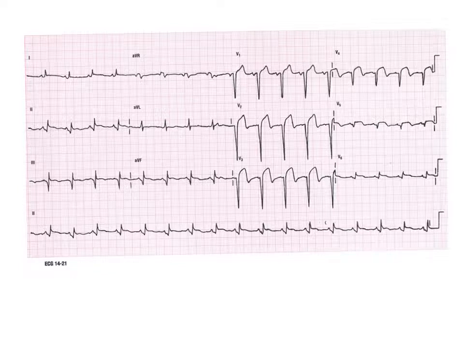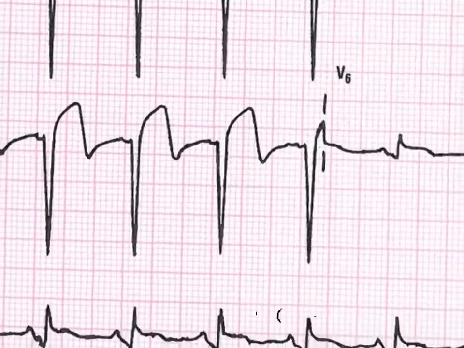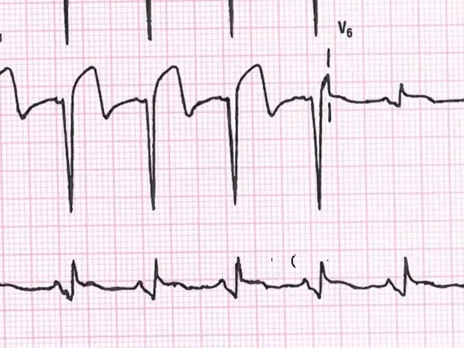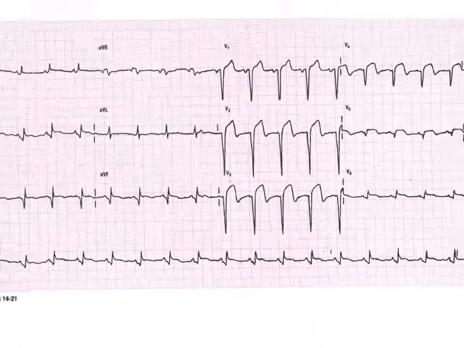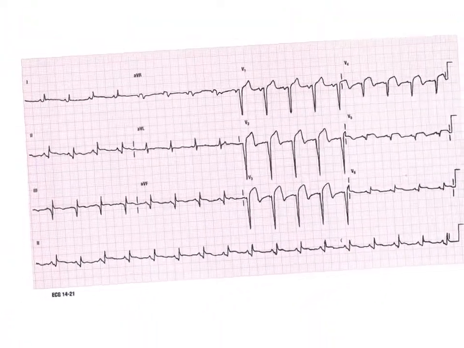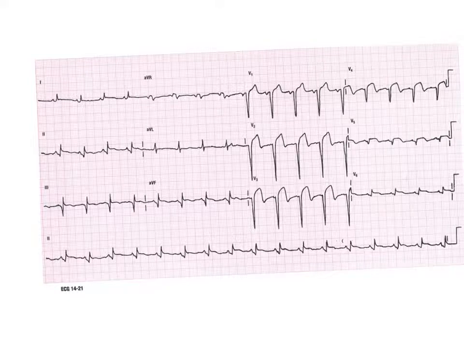Now I'm looking for wide QRS, and I don't see one. Looking for a wide QT. Again, I'm going to blow it up here, and I'm going to say no, we don't have a wide QT. Now I'm doing axis. It's upright in 1, upright in AVF, no axis issues. QRS is not wide, so there's no bundle branch issues.